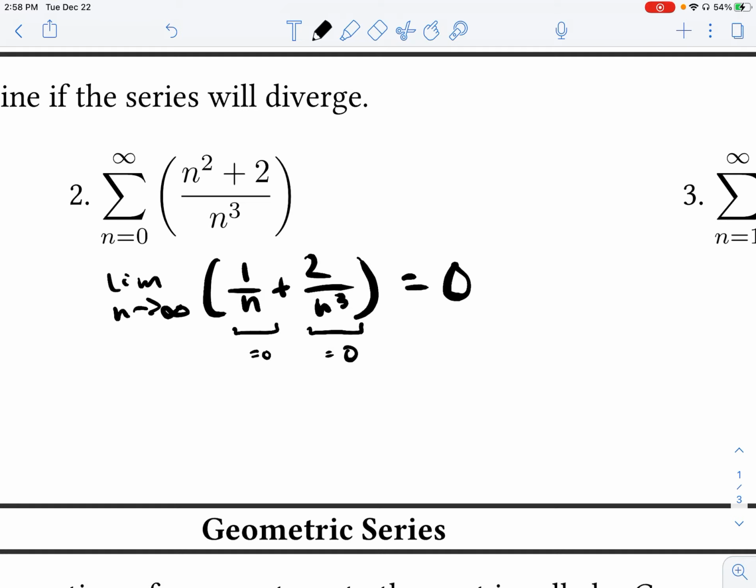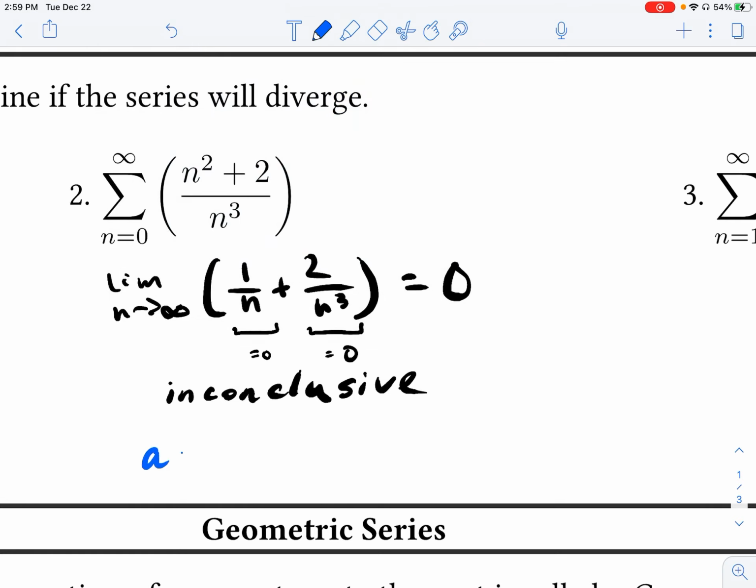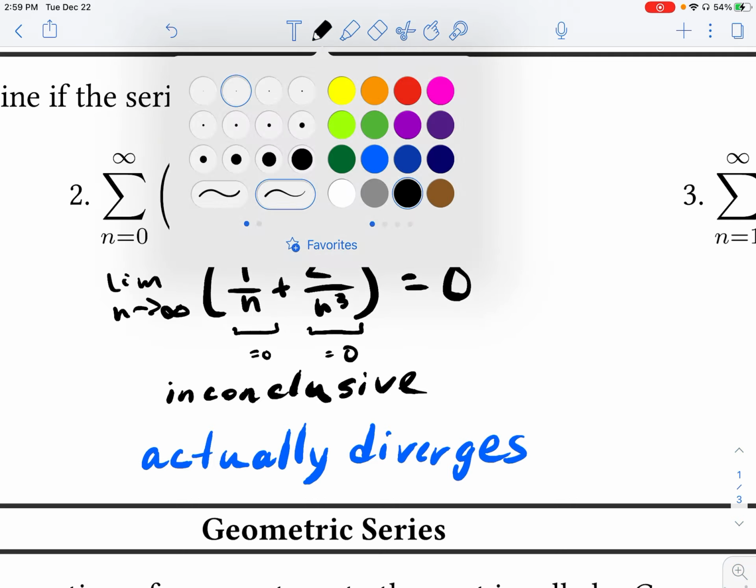Does that mean it converges? No. This test is inconclusive here. We don't know whether this series converges or actually diverges. All we can say is that NTT doesn't tell us anything about its divergence, or its convergence. Spoiler alert, just to give you a heads up, this one actually diverges. This is a divergent series, but that's for another day.